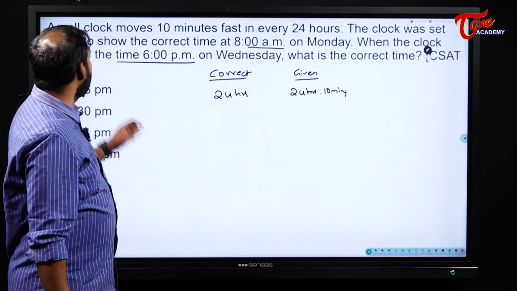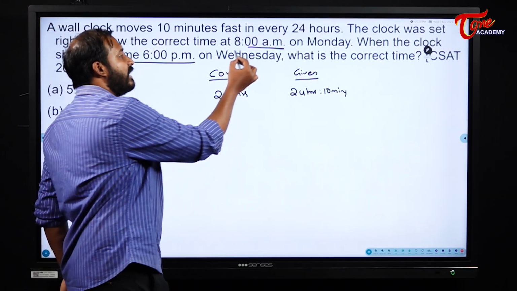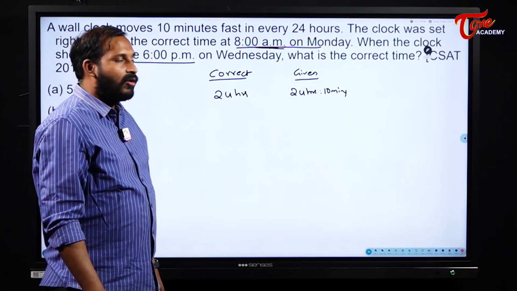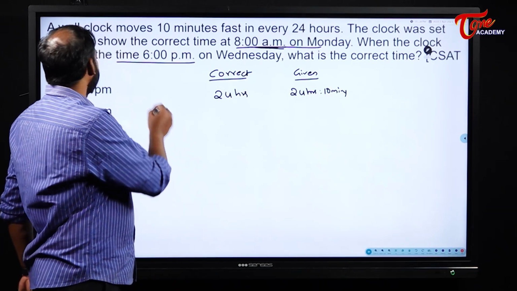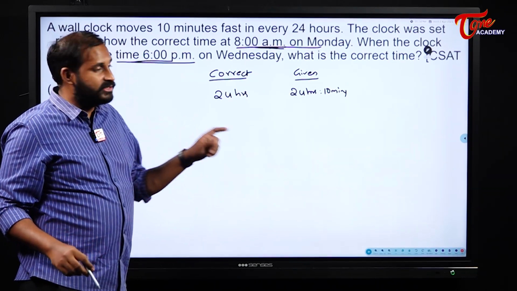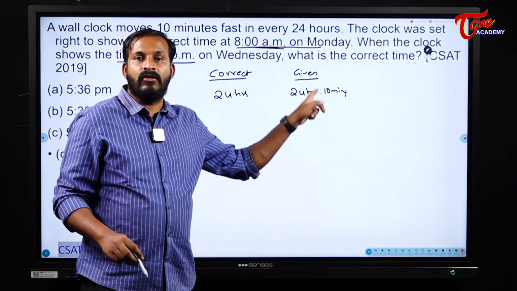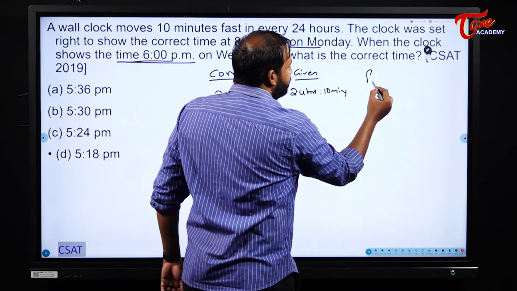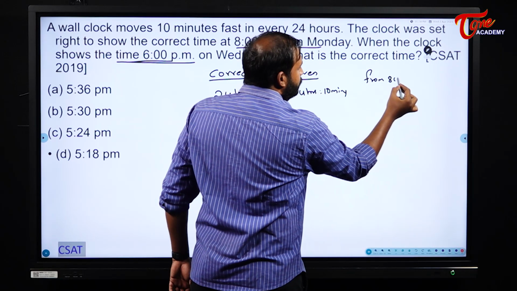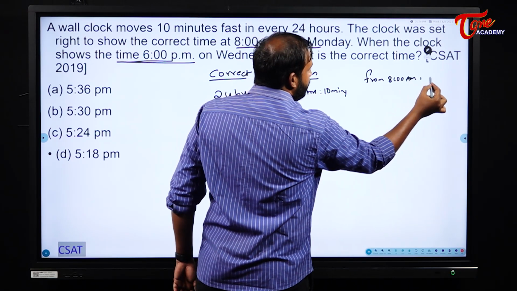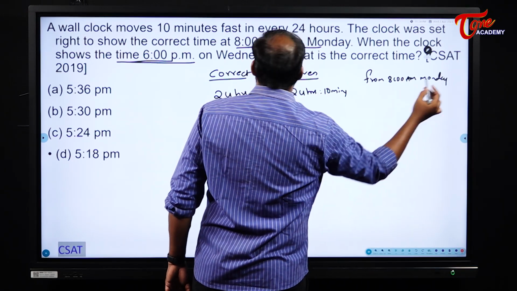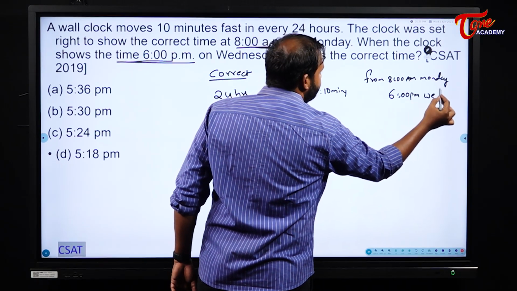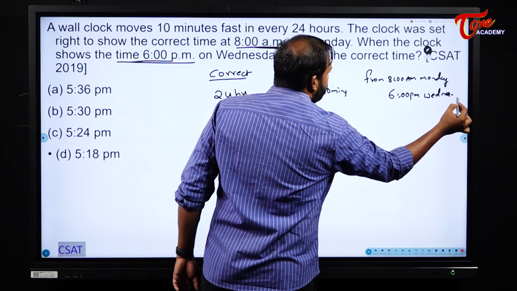Now, the clock was set right to show the correct time. That means it was intentionally made right at 8 a.m. on Monday. And when the clock shows the time, they are speaking about the given wrong clock. From 8 a.m. on Monday to 6 p.m. on Wednesday, how much time has passed here, tell me?